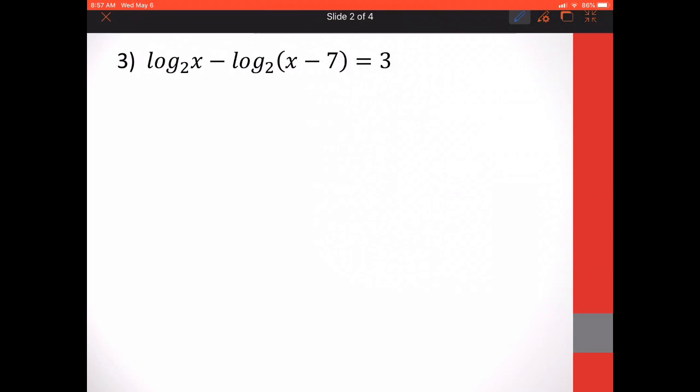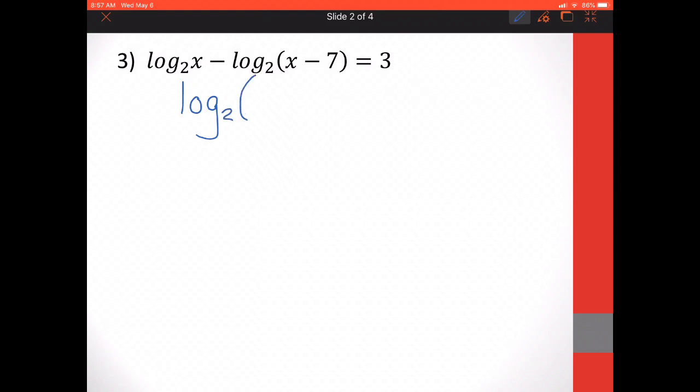In this third example, notice this time I have more than one log. So I'm going to have to use my properties and condense it into a single log. I notice between the logs there's a subtraction sign. Back from our properties, the subtraction sign, whatever's being subtracted, goes in the denominator, so they're going to be divided. So I write this as a single log, so log, and I notice it has base 2.